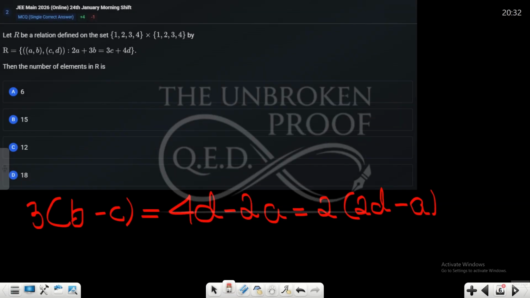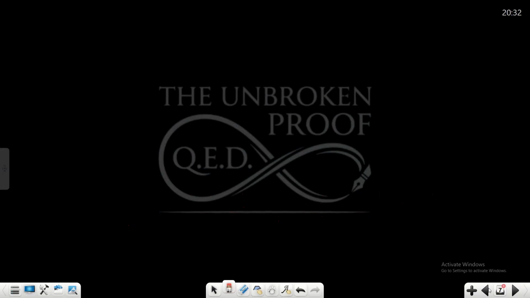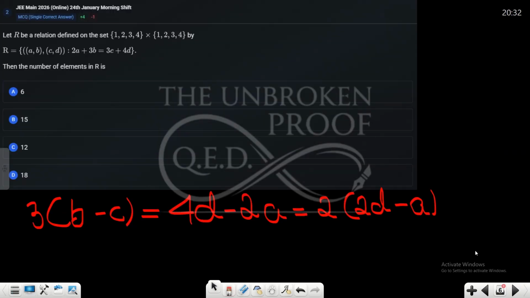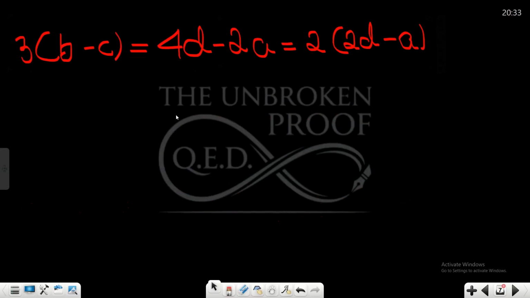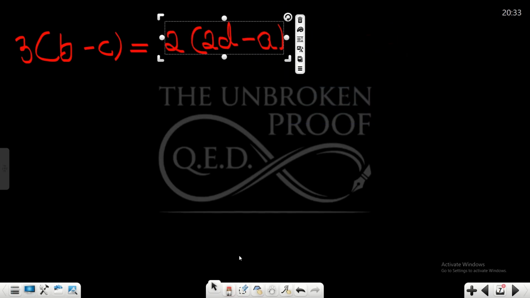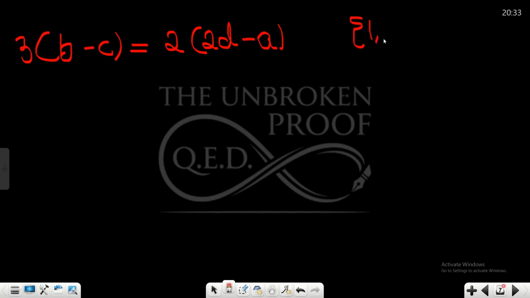Now let me copy this equation: 3 times (b minus c) is equal to this thing. Okay, and let me remove this one. Yeah, and the set given is 1, 2, 3, 4, and they're asking for the number of elements, right?